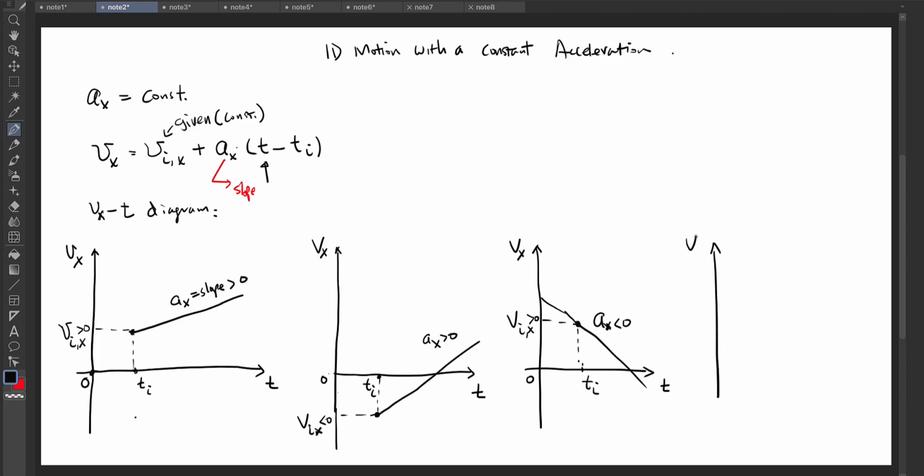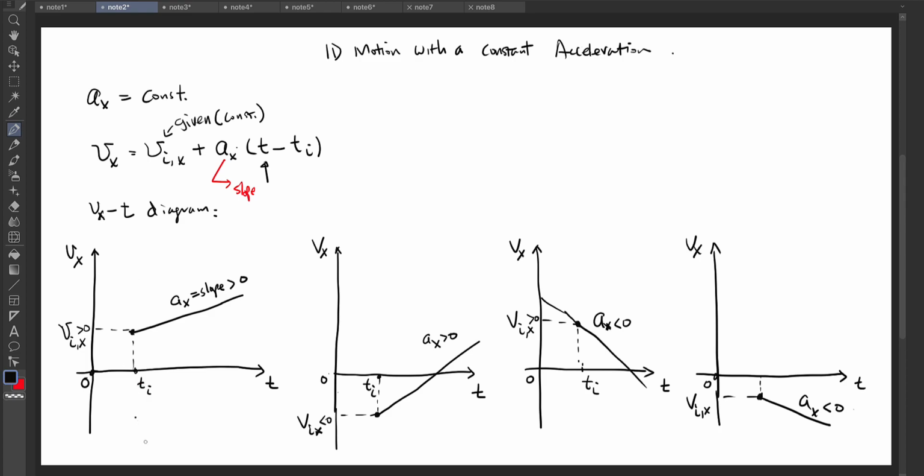Lastly, we have a negative initial velocity and then a negative slope. Okay, so these are the 4 different kind of situations we can see for Vx versus t diagram. And then in the future, we're going to just take one of them to do further discussions.